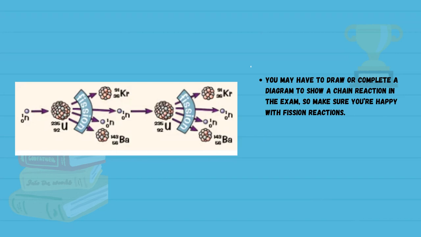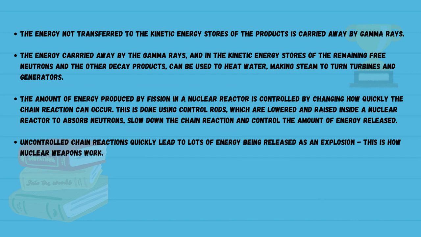happy with fission reactions. The energy not transferred to the kinetic energy stores of the product is carried away by gamma rays. The energy carried away by the gamma rays and in the kinetic energy stores of the remaining free neutrons and the other decay products can be used to heat water, making steam to turn turbines and generators.